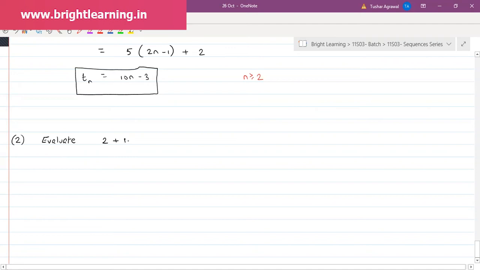Evaluate: 2 plus 1 plus 1 by 2 plus 1 by 4 plus 1 by 8 plus dot dot, infinite terms.